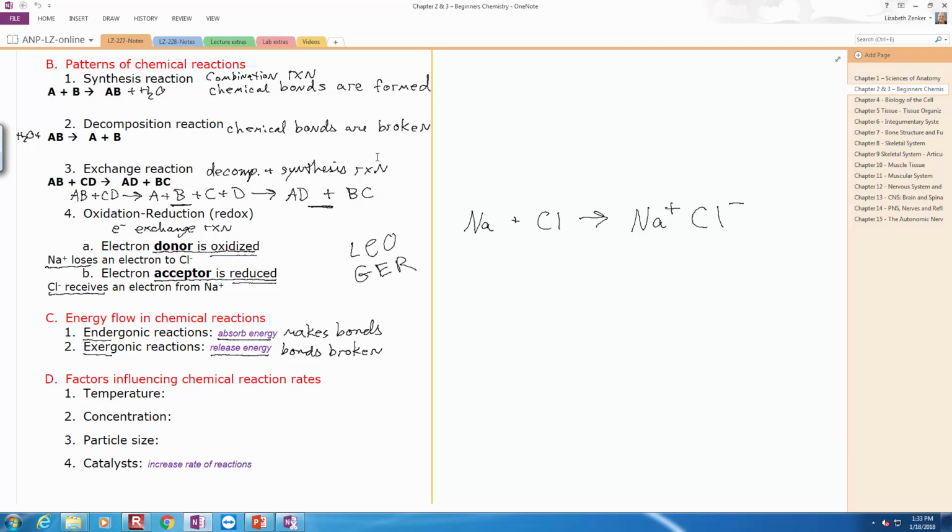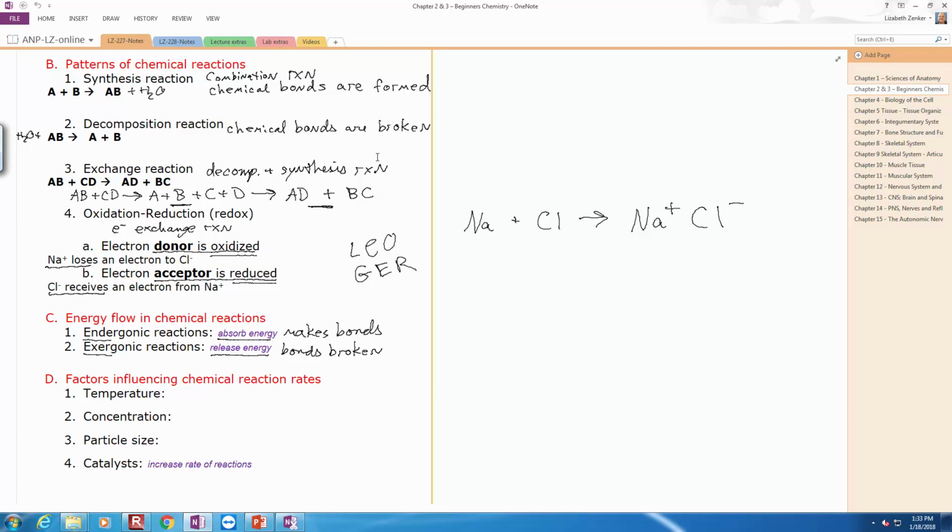Endergonic. And decomposition or hydrolysis reactions are all going to be exergonic. So go back and play with that a little bit. Obviously, an exchange reaction would be a little bit of both, depending on what part of the reaction you're at, right? So play with those a little bit.